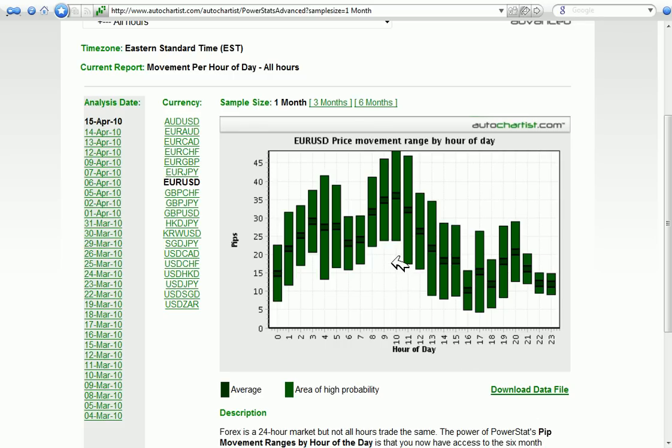So taking a look here at 8 o'clock, my average pip movement is about 30 pips. And this is, again, over the last 1 month. The average is about 30. The high gets to about 40, call it 41. You can see the low here is in the low 20s. And the highest pip movement is during the hours of 8, 9, and 10.